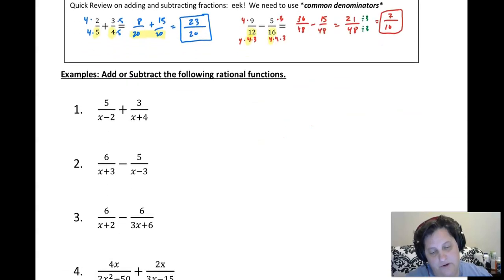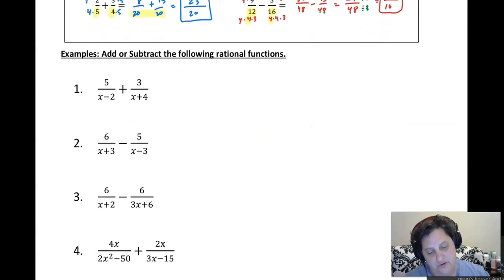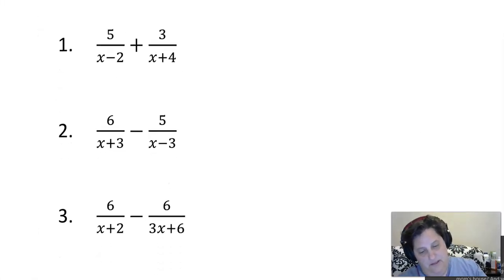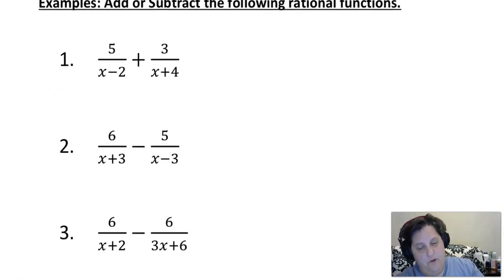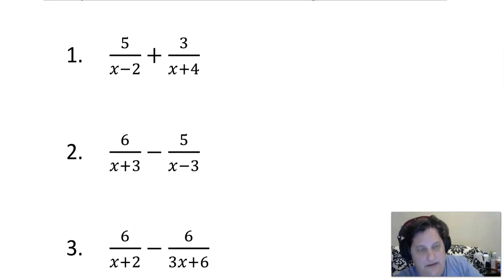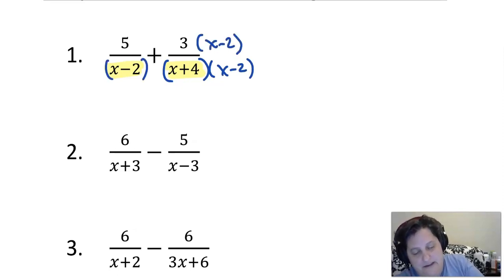Knowing that, we're going to do the same thing with rational functions. The most common case is two totally separate terms. This one has x minus 2, and this one has x plus 4. So this one needs an x minus 2, and this one needs an x plus 4.